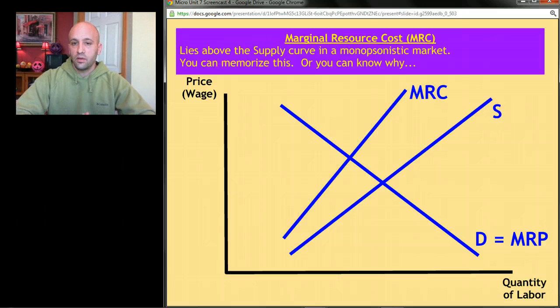Now the big distinction here is what MRC looks like. MRC lies above the supply curve in a monopsonistic market. And I'm going to give you an option here. You can simply memorize this to be the case and memorize what the graph looks like. But for those of you who are interested in understanding why, I'm going to show you. If you're not interested, you can fast forward a little bit.